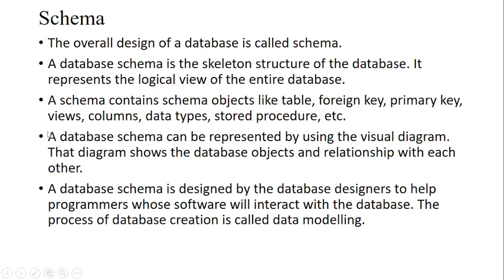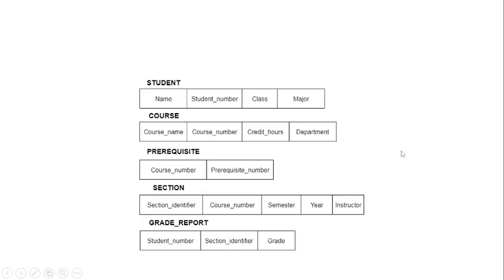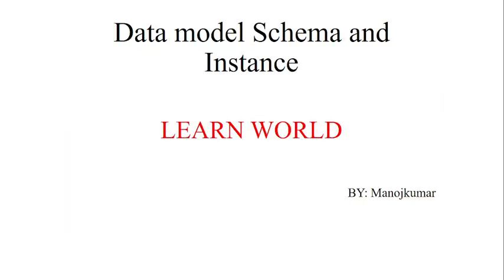A database schema can be represented by using a visual diagram. That diagram shows the database objects and their relationships with each other. So this is the diagrammatic way. In this way, we show how our database skeleton is structured and modeled. Like a student database has attributes like name, student number, class, and major, and the remaining attributes. We have structured it in such a way that we store the name, the student number, the class and major as attributes.